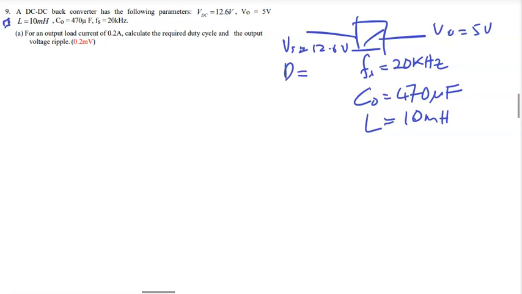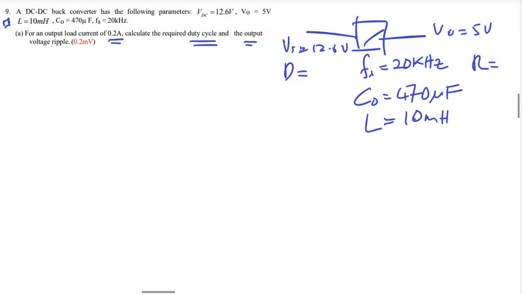Duty cycle and R. Okay, now the question is that for output load 0.2 ampere, how much D do we need? And the output ripple. Output current here, calculate the D, and the output ripple voltage.